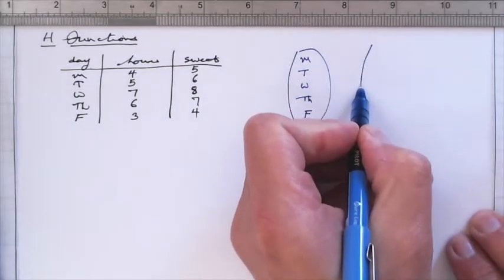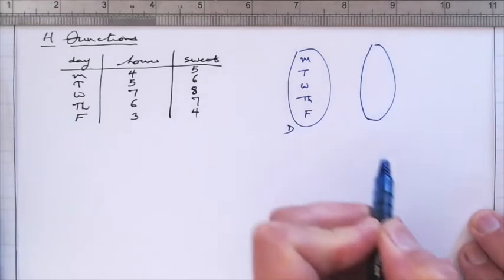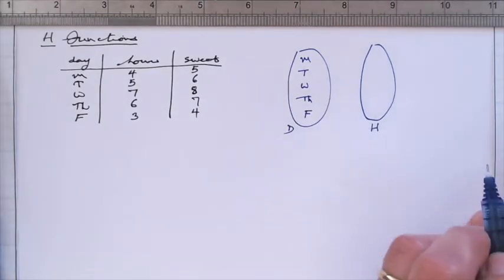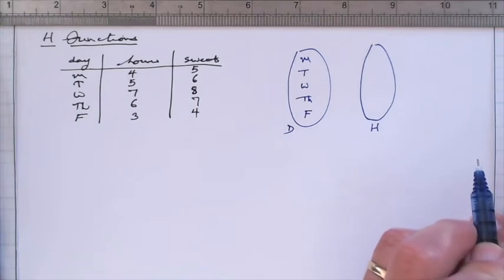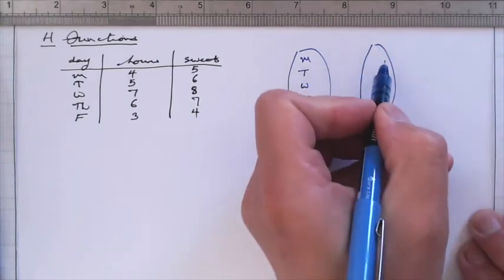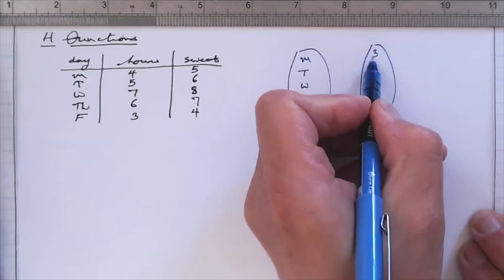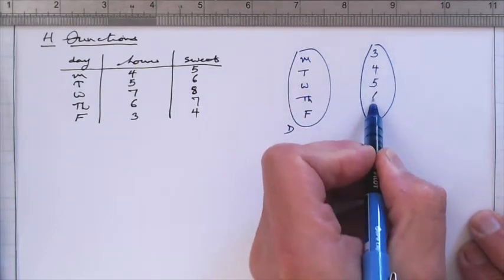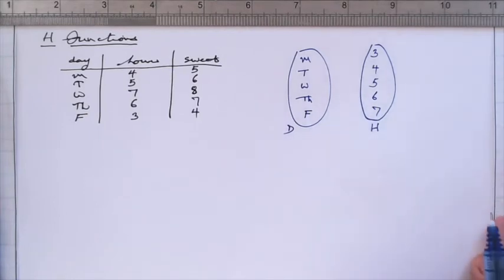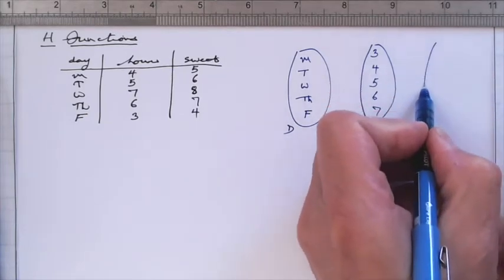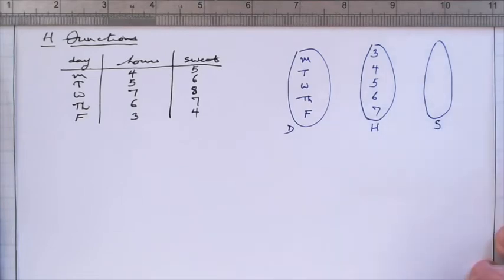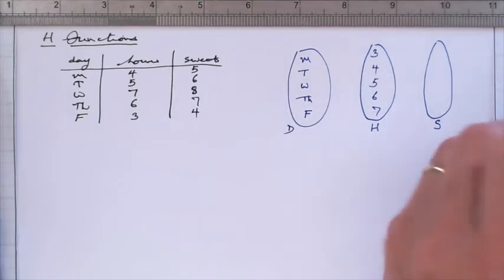So let's just have a set of whole numbers here. I'm going to call this set H, which is the number of hours that she works, and let's just say that these numbers range from 3 to 7. And finally, I want to have a third set, which is the number of sweets. Let's call that S. And these numbers range from 4 to 8.